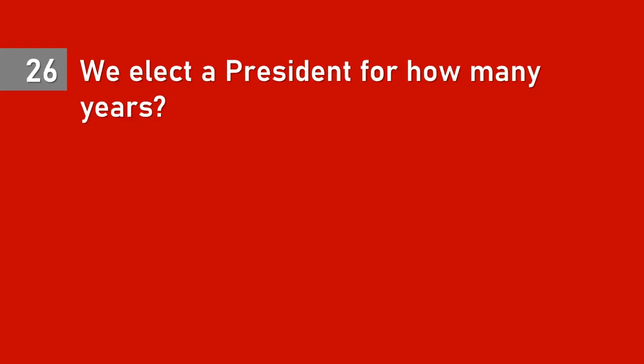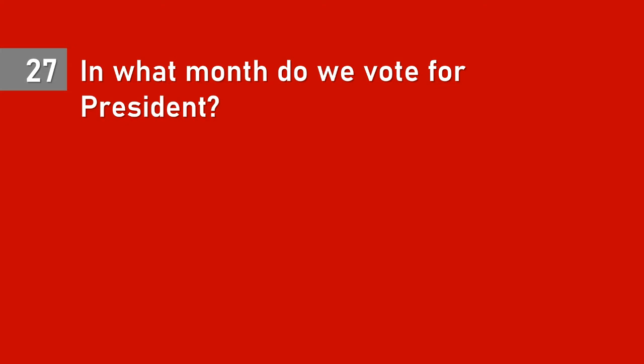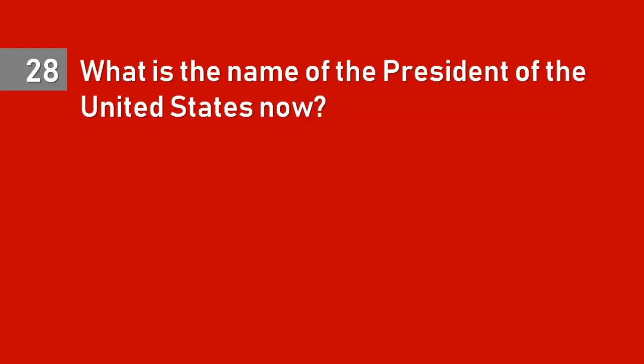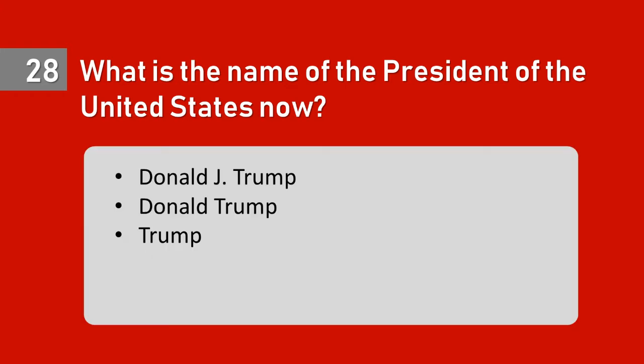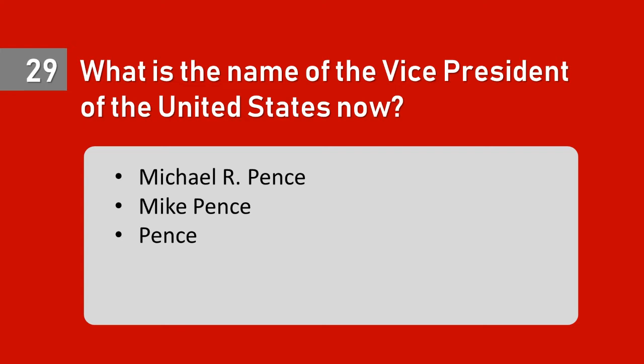Question 26. We elect a president for how many years? 4. Question 27. In what month do we vote for president? November. Question 28. What is the name of the President of the United States now? Donald J. Trump. Donald Trump. Question 29. What is the name of the Vice President of the United States now? Michael R. Pence. Mike Pence.